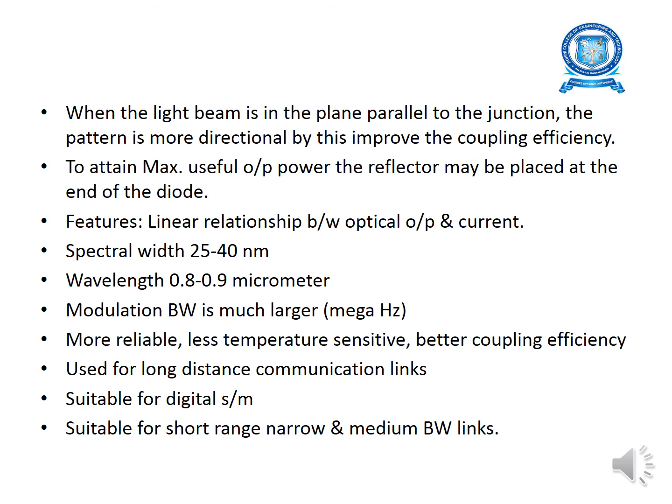The features of edge emitting LED: it has a linear relationship between optical output and current. Spectral width is 25 to 40 nanometer and the wavelength is 0.8 to 0.9 micrometer. Modulation bandwidth is much larger. It is more reliable, has less temperature sensitivity, and better coupling efficiency. It is used for long distance communication links and is suitable for digital system transmission. It is also suited for long range, narrow and medium bandwidth links.